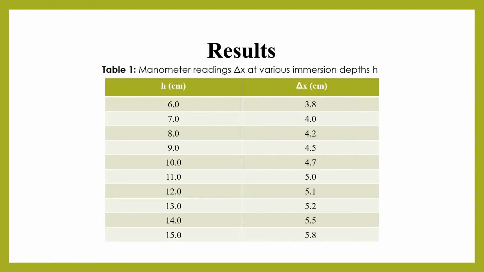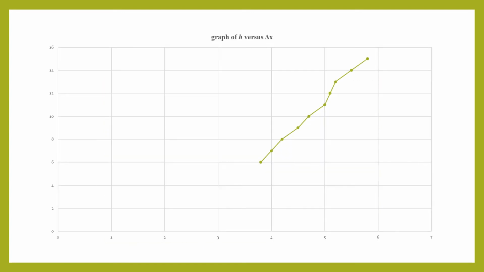And this is the result of the experiment. Table 1. Manometer readings delta X at various immersion depths h. To visualize this data, we plot the graph of h versus delta X. As we can see from the graph, h is directly proportional to delta X.